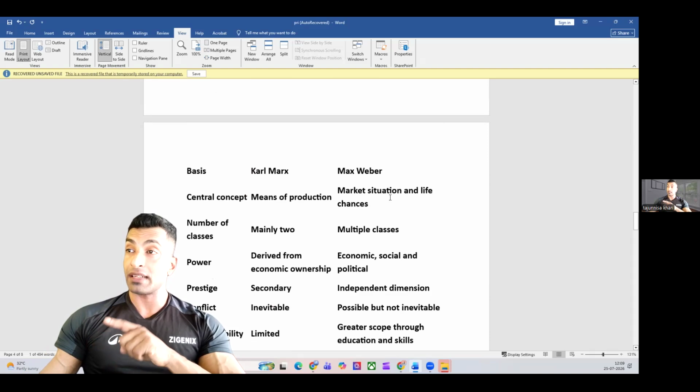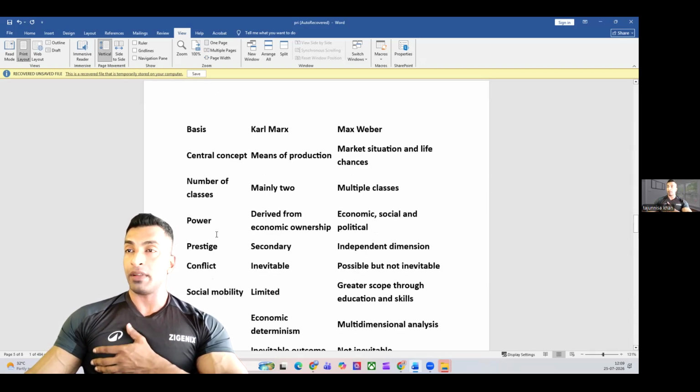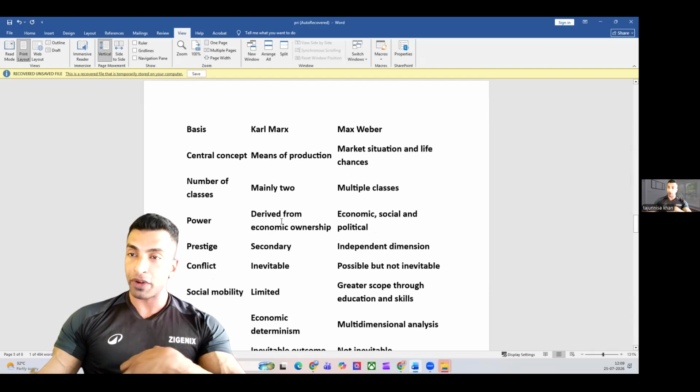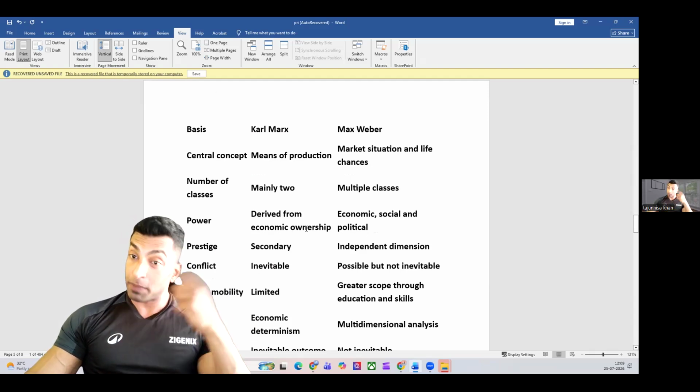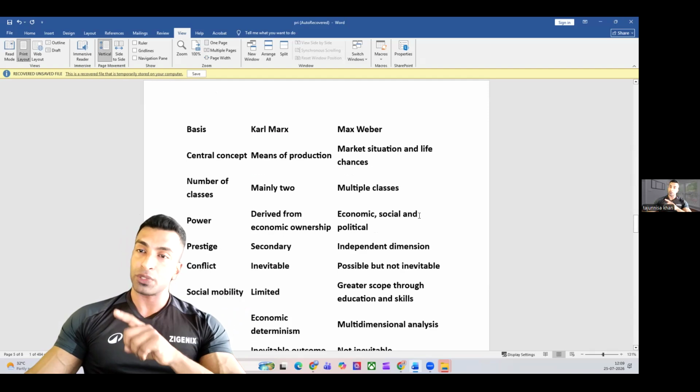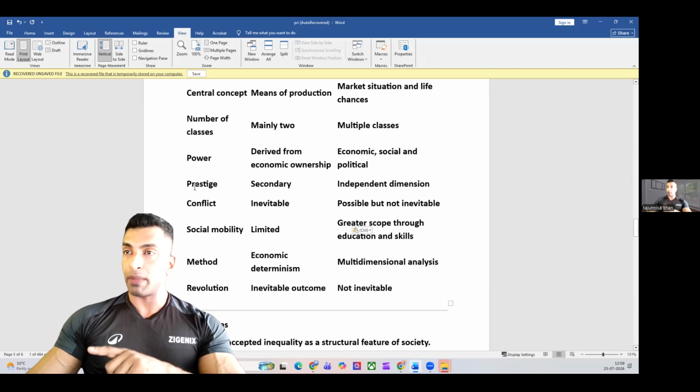It's a market situation and the life chances for Weber. Number of classes: mainly two, upper class and lower class for Marx, but multiple classes, four classes, for Weber. And if you look at power, for Marx it is basically derived from economic ownership because power is part of the superstructure. But here, economic, social, and political, all three dimensions are equally important.